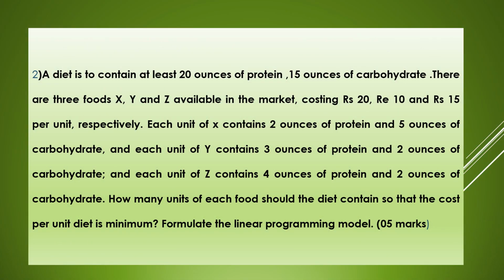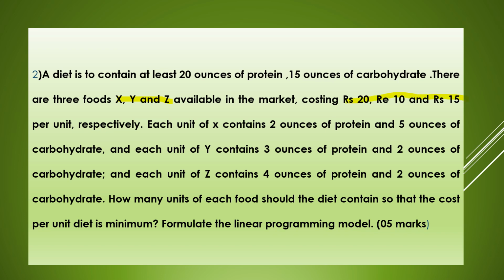Now let's look at part 2 of the question. A diet, which means a meal, should contain at least 20 ounces of protein and 15 ounces of carbohydrate, and there are 3 foods, X, Y and Z, each costing 20 rupees, 10 rupees and 15 rupees.